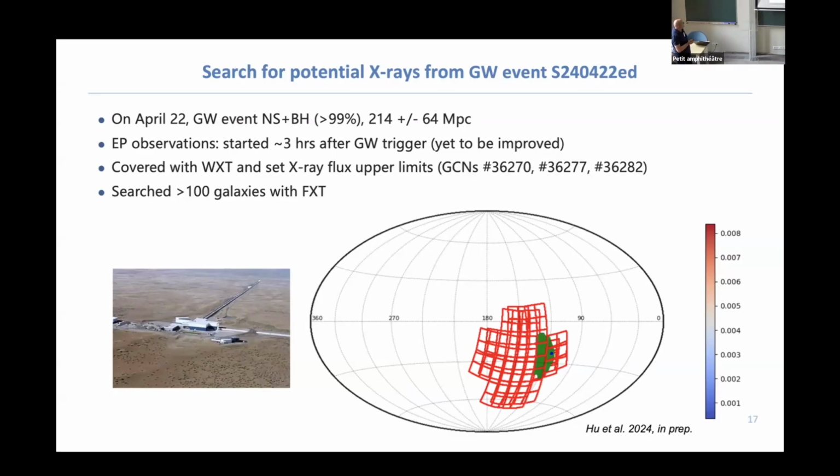On April 22, there was a probable neutron star plus black hole merger at 240 megaparsecs. The Einstein Probe observation started within 3 hours, but we only set upper limits. Here you see the field of view of the WXT, and this is the tiling search done by the FXT. And here was the best position.